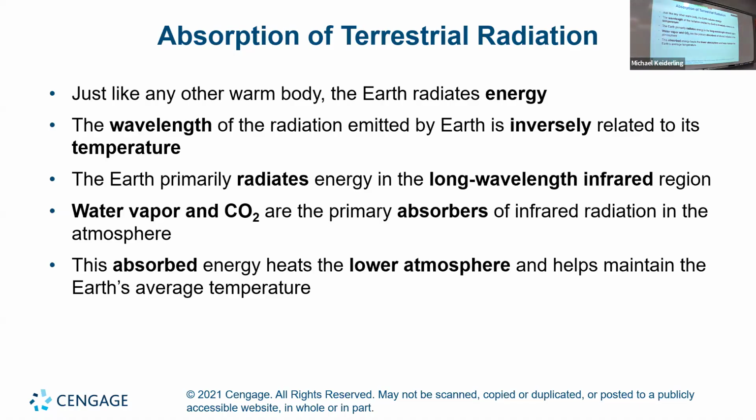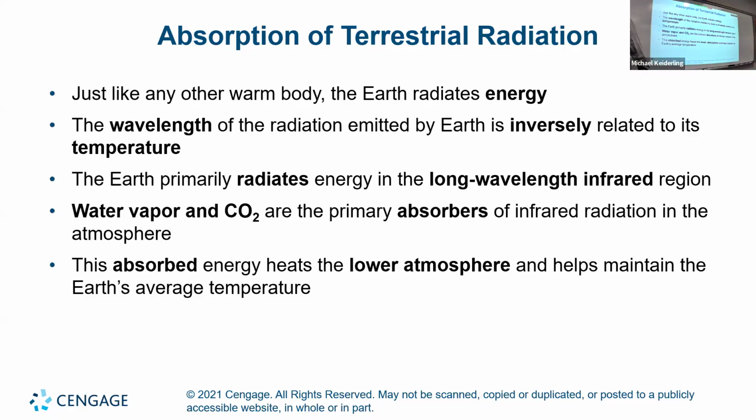So just like any other body, anything with a temperature emits energy. It emits radiation. You emit radiation. Anything with a temperature emits radiation. So just like any other warm body, the Earth radiates energy. The wavelength of the radiation emitted is inversely related to temperature. So the hotter things are, the shorter the wavelength they primarily emit, which is why things get red hot and then white hot as you heat them up. You're shortening the wavelength. And the Earth primarily radiates energy in the long wavelength infrared region.